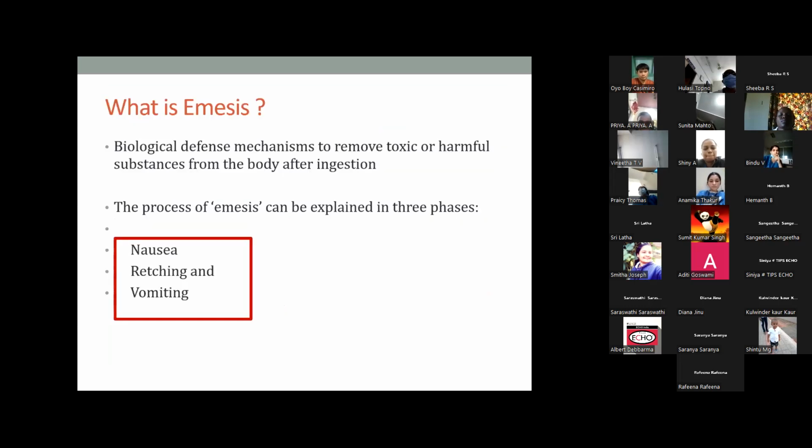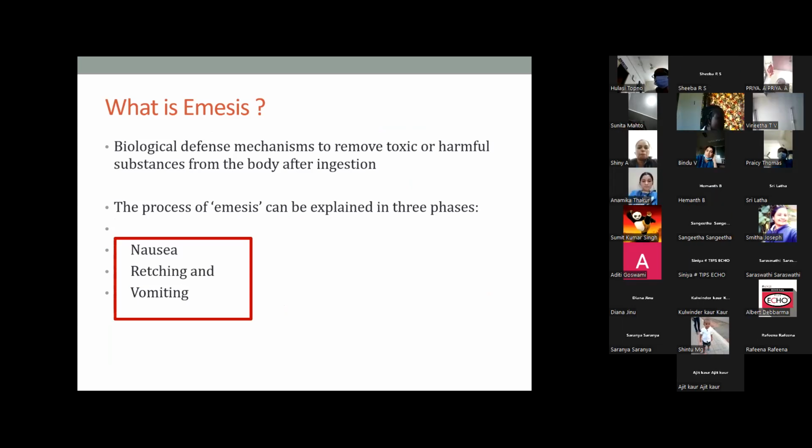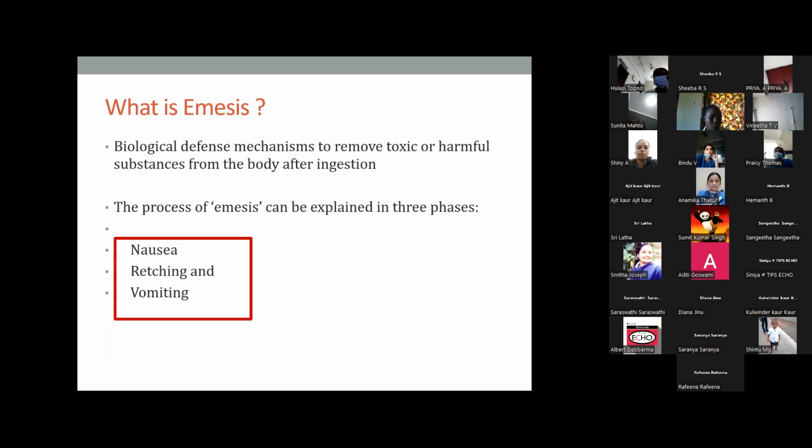Now, coming on to vomiting, it is definitely a defense mechanism of the body. It is trying to remove anything that is toxic in the body. Generally we use a collective term, emesis. Under emesis come nausea, vomiting, and retching. So what is the difference between nausea and vomiting? Yes? What is the difference between nausea and vomiting?